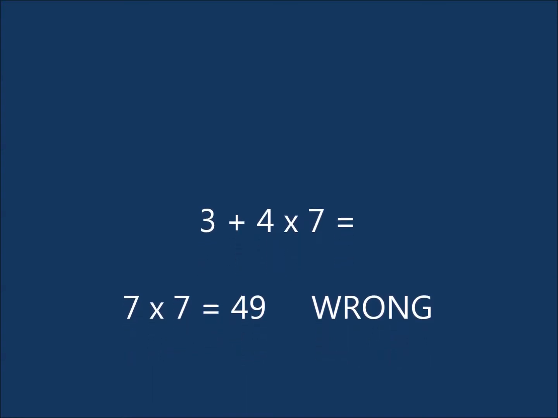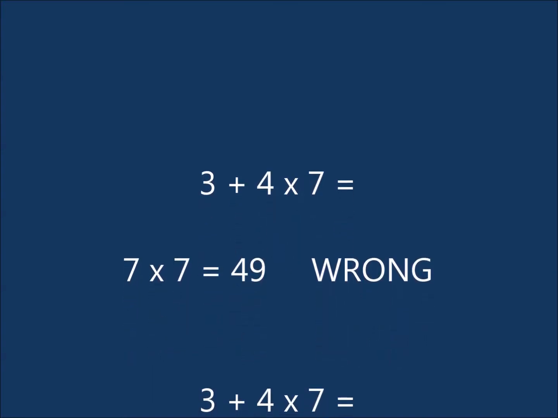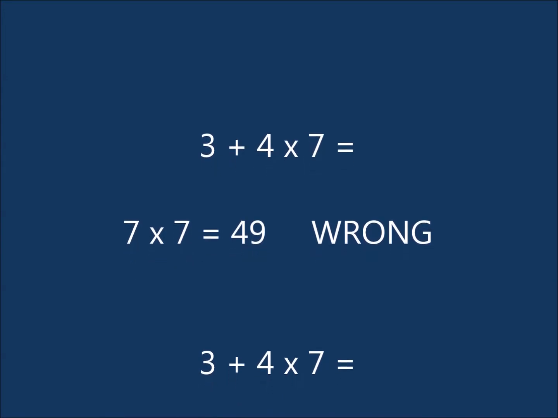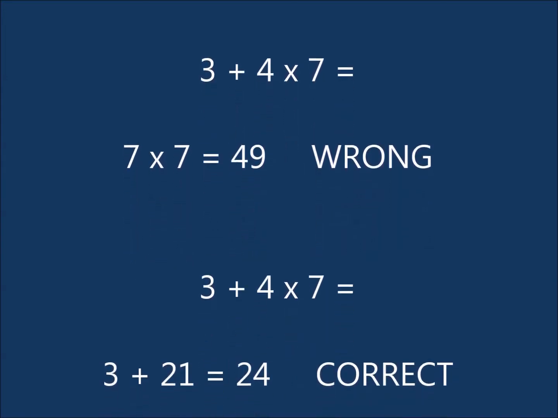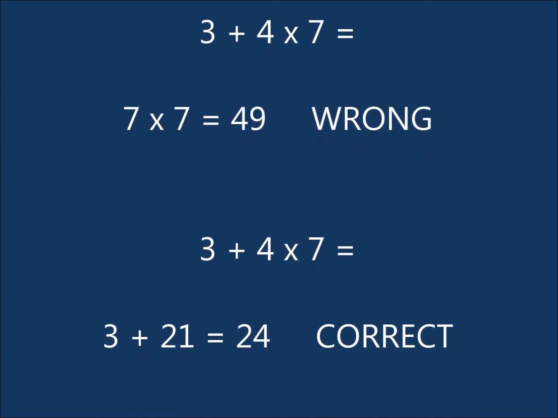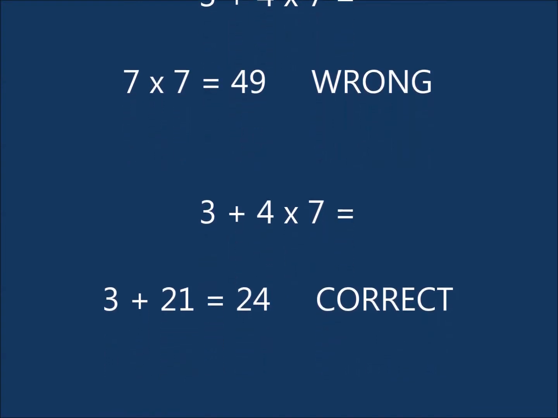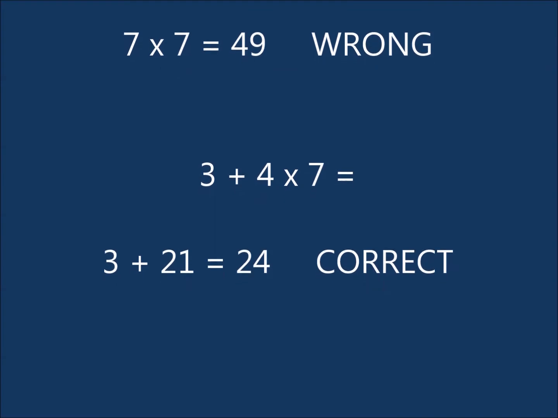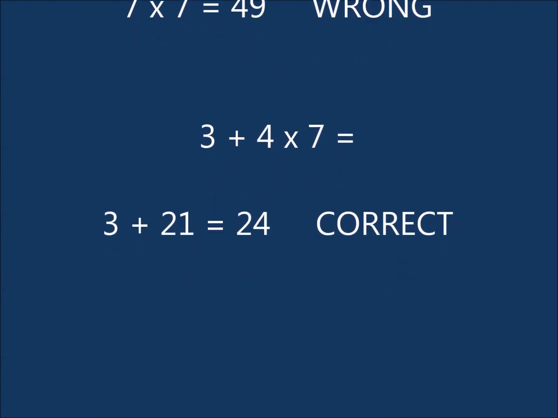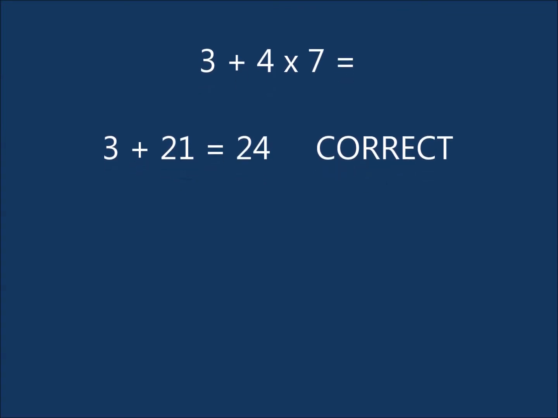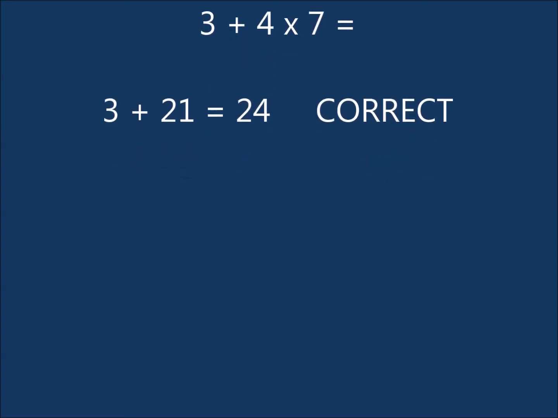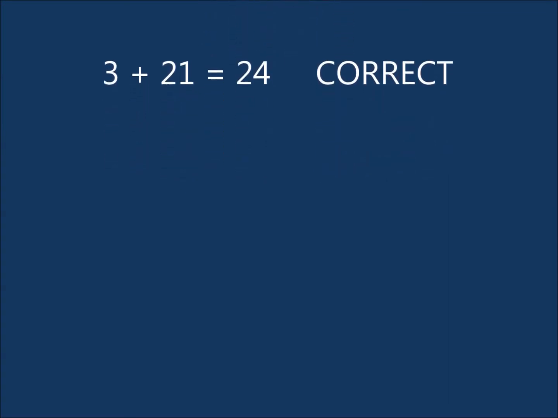Okay, now again we have our original problem. We have 3 plus 4 times 7. Now if we remember our order of operations, we can calculate. So then we'll have the 4 times 7 because we're going to want to multiply or divide first. So then that will give us 28. Then we'll have 3 plus 28 equals 31, and there we have our correct answer.